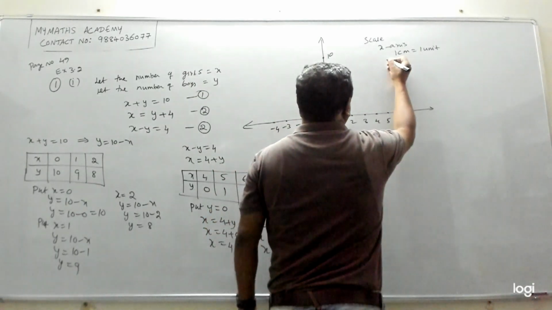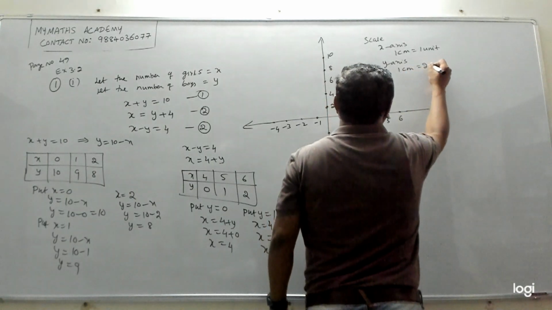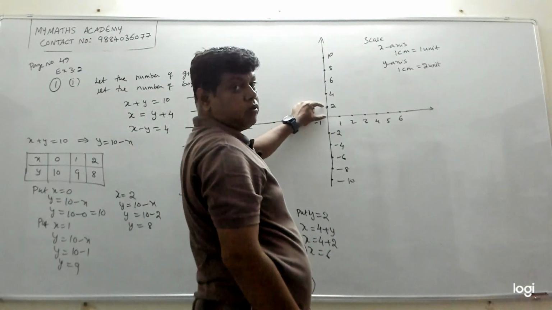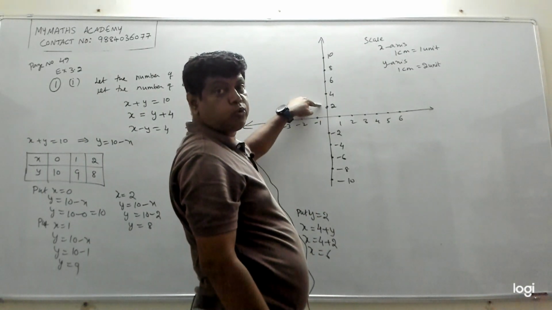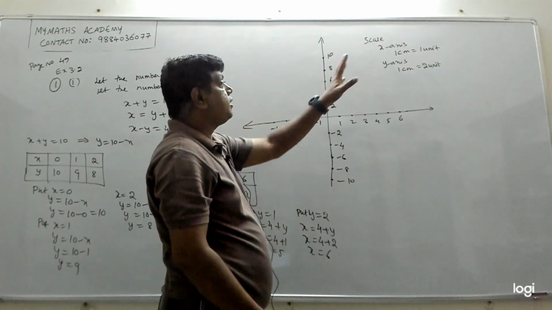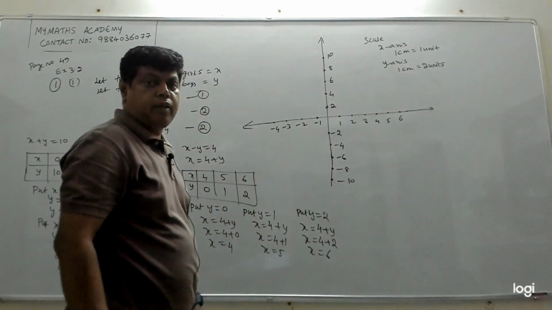Now what is the scale? Y-axis is what? Y-axis is 1 centimeter is 2 units. So this is 1 centimeter in your graph sheet. This is 1 centimeter. I am calling it 2 units. So 1 centimeter is 2 units. 2, 2. So it's increasing by 2, 2. So that's why we write the scale like that, 2 units. Clear? Now let's draw the graph.